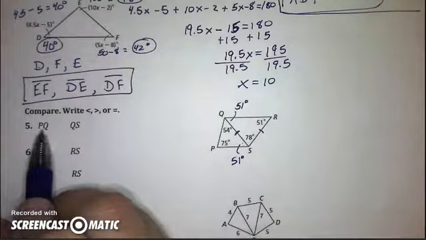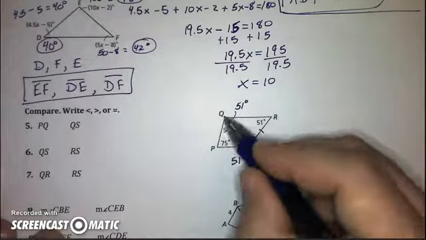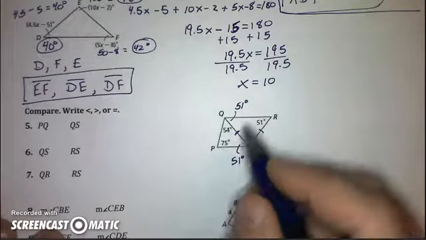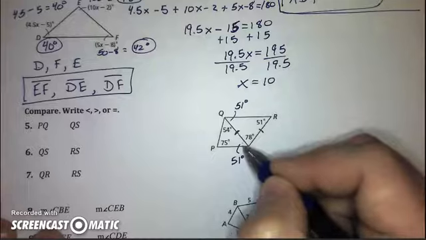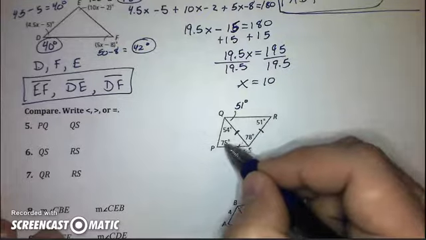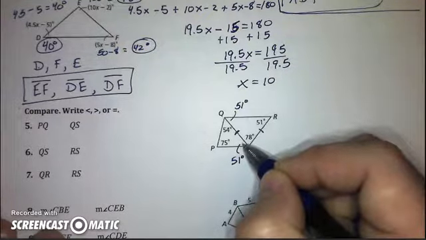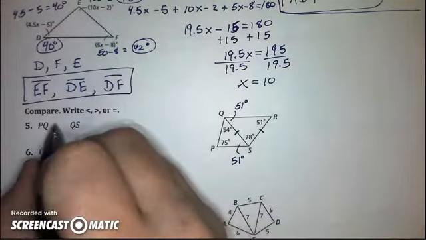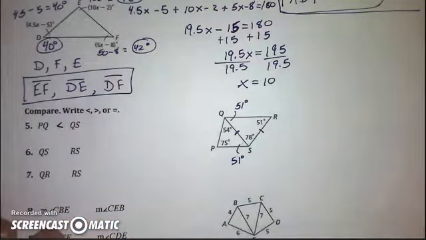All right, so let's first look at PQ and QS. We're using this triangle. PQ is across from a 51 degree angle. QS is across from a 75 degree angle. 75 is bigger than 51. So PQ is shorter than QS, or PQ is less than QS.